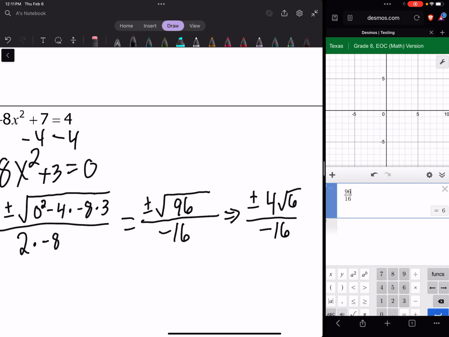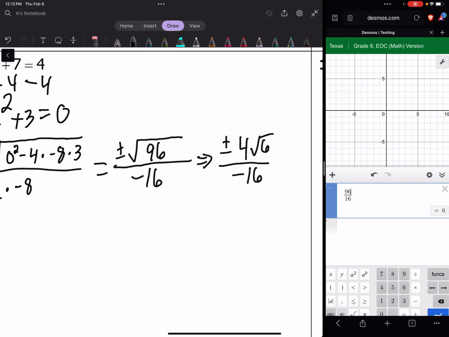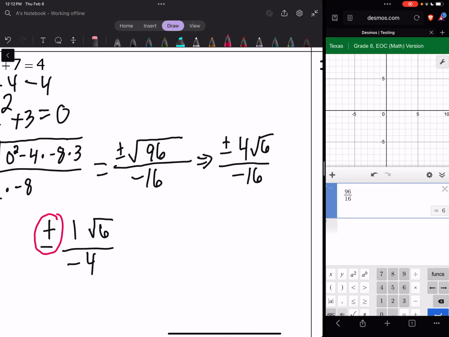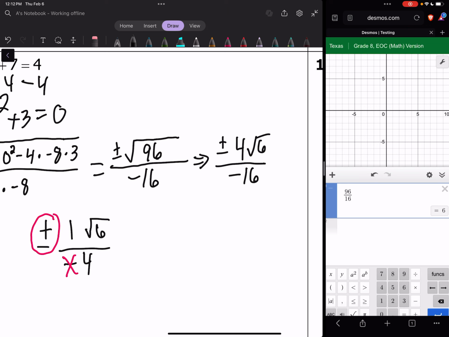From here, if I have 4 square root 6 over negative 16, I can do 4 divided by 16, simplifying. And I'm going to get 1 square root 6 over negative 4. Now I have a question for you. I have positive and negative here. Because of this positive and negative, I do not need that negative sign. So my final answer would be x equals plus minus square root 6 over 4. That is my complete final answer.